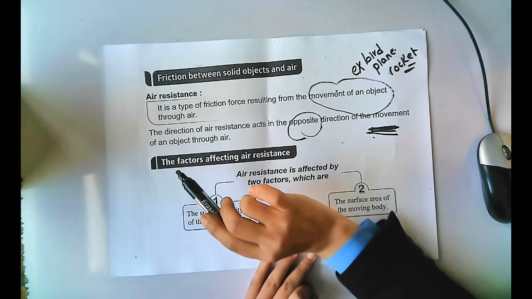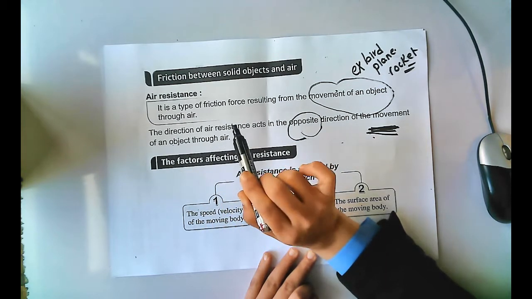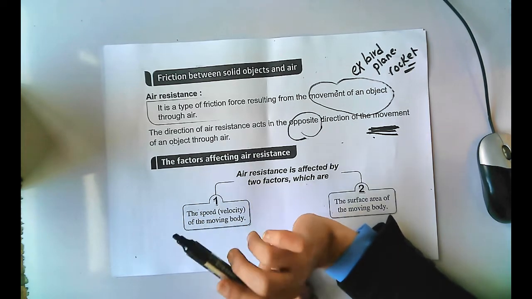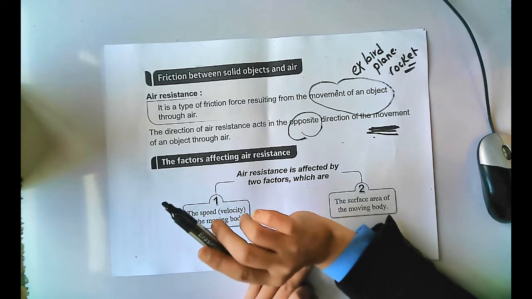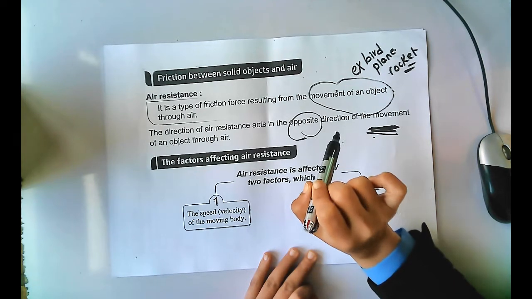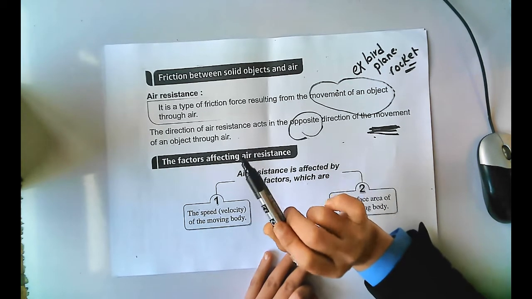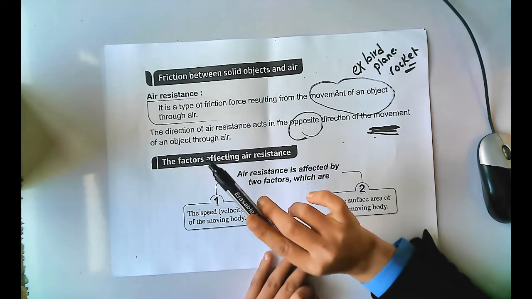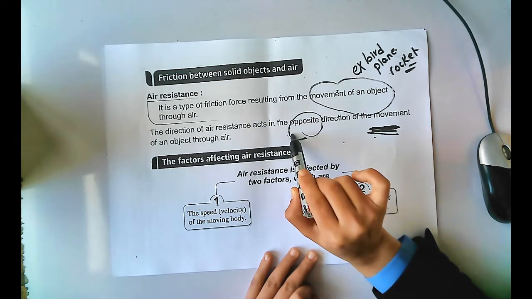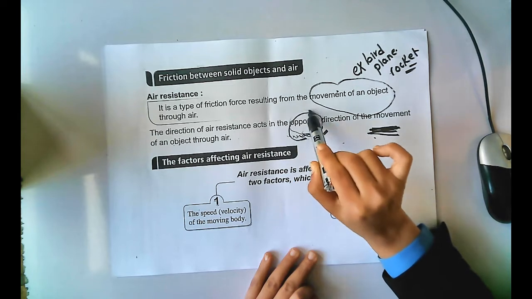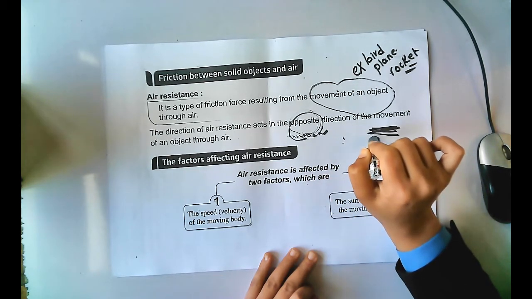So what happened to the friction? It will be the same for the air resistance. Okay? Again, what's meant by air resistance? Define air resistance, scientific term. It's the type of friction force resulting from the movement of an object through air. Complete: the direction of air resistance acts in the opposite direction to the movement.